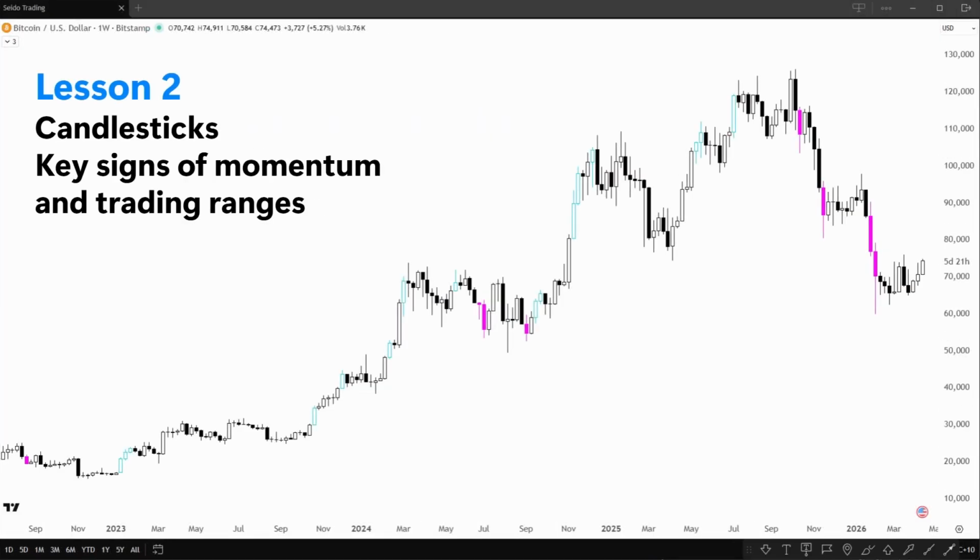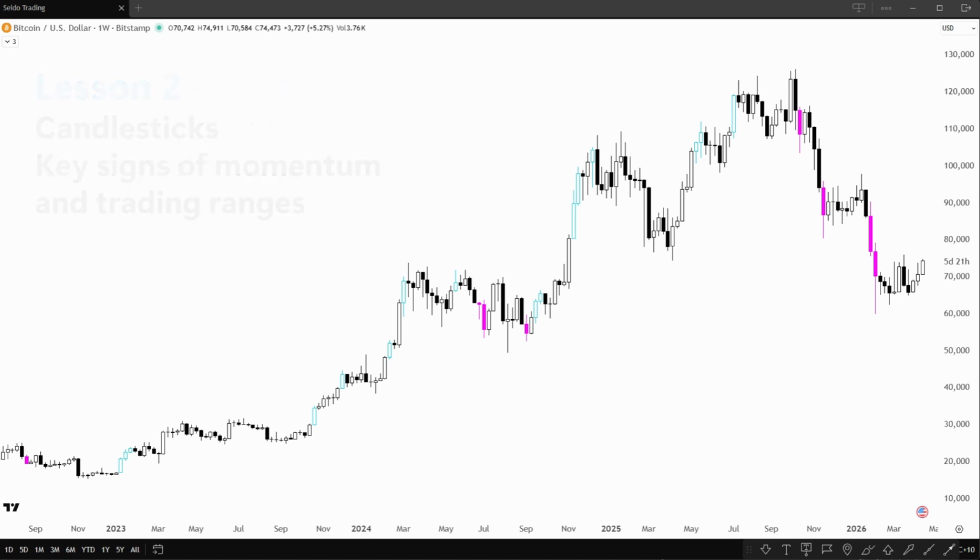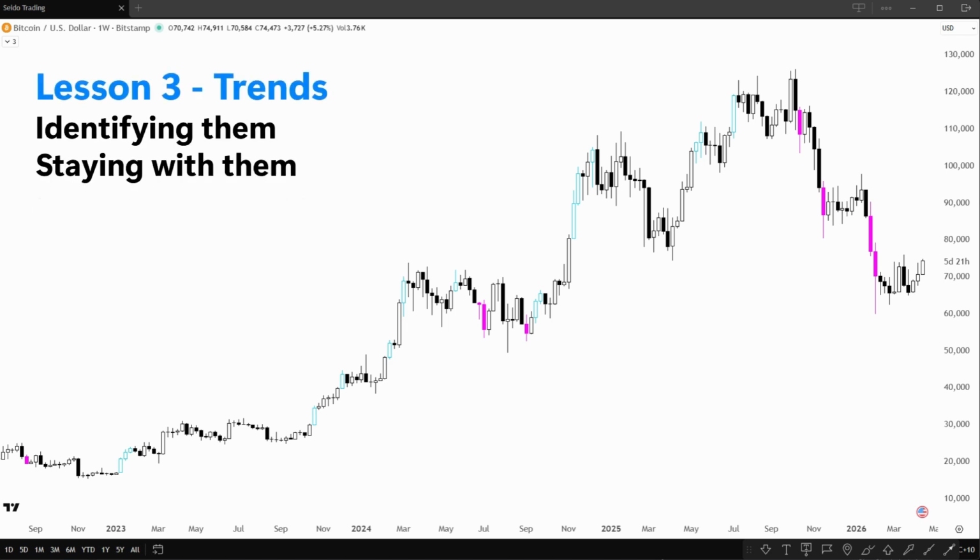So that's it for lesson 2. There was a lot, so well done for hanging in. You now know how to read candlesticks in context and key signs of momentum and trader behaviour. Lesson 3 covers trends, how to identify them, and how to stay aligned with them. I'll see you there.